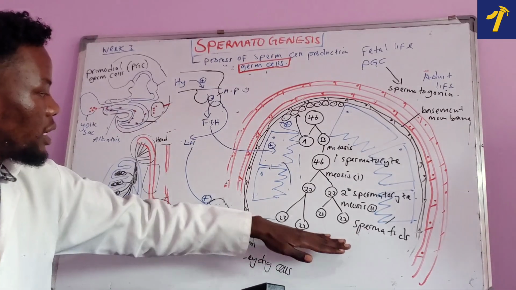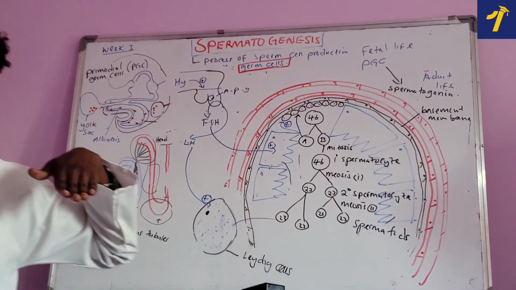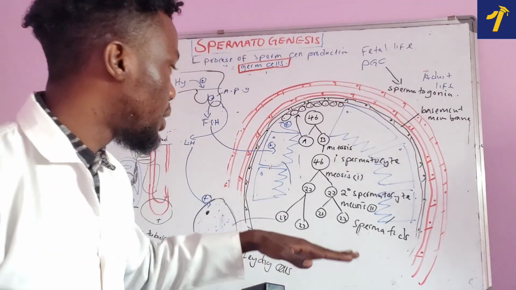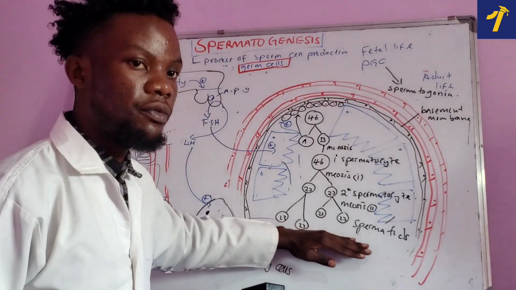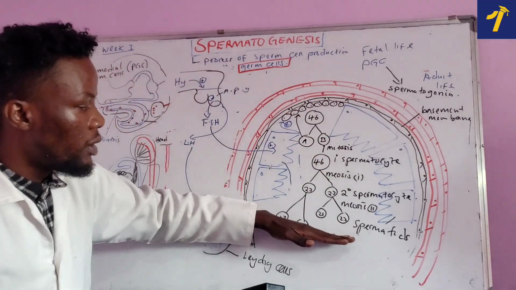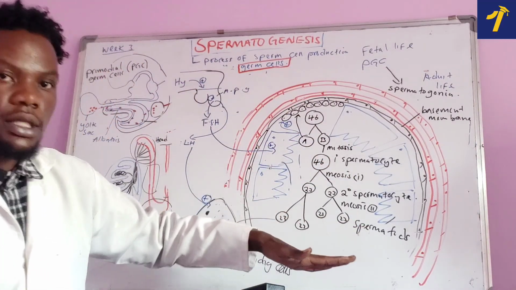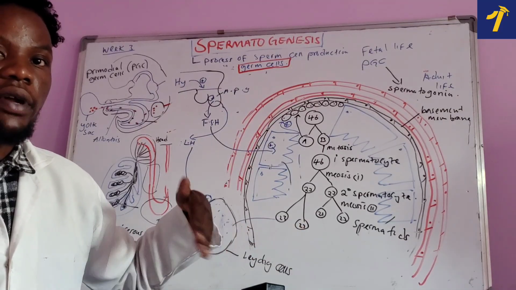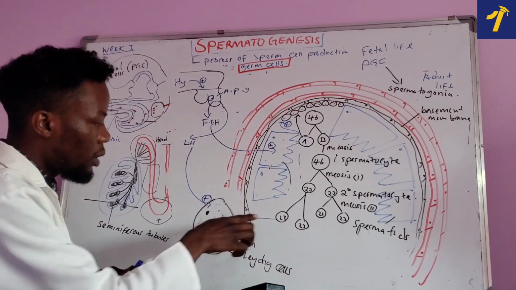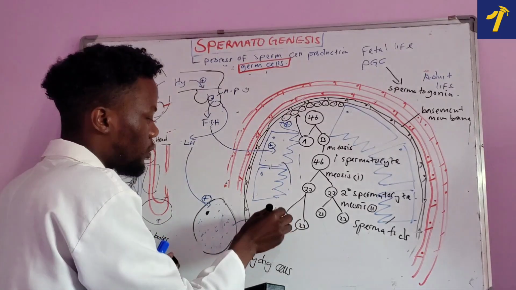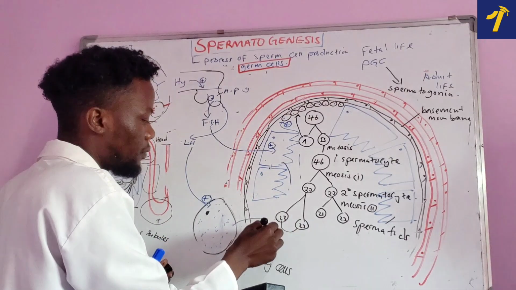Now, these 4 spermatids are going to further differentiate. There will be no division up to here. From here up to here there was division. Then from here up to the stage that we're going to talk about, there is no division, there is just differentiation. So these are spermatids as well. These two are also spermatids.